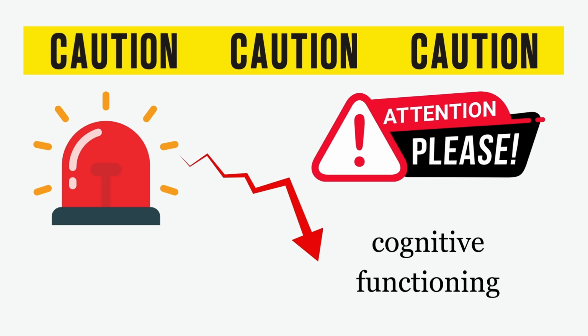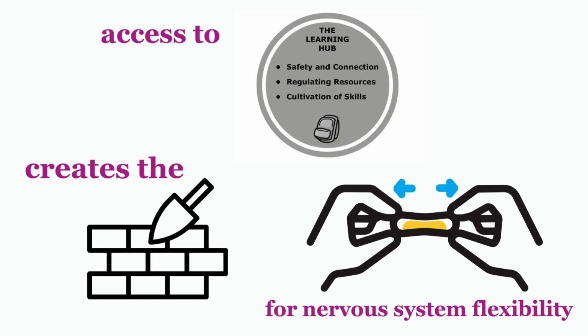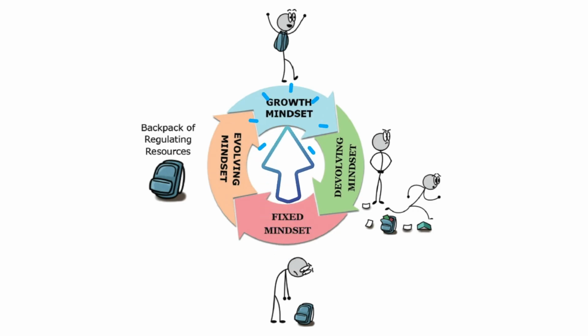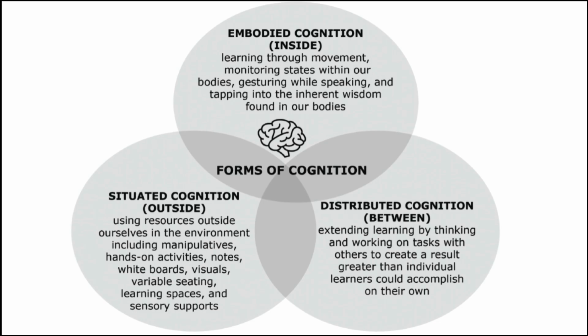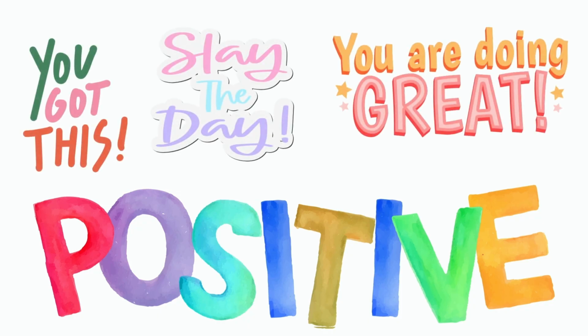Access to resources in the Learning Hub creates the foundation for nervous system flexibility, which in turn supports efficient cognitive functioning and cognitive flexibility. When the body and mind come together within a congenial environment that supports learning and regulation, mindsets evolve from fixed to growth. Increasing nervous system and cognitive flexibility is possible for all students when the learning environment is optimized using embodied, situated, and distributed cognition. It's also important to acknowledge that our words have the power to increase nervous system flexibility.